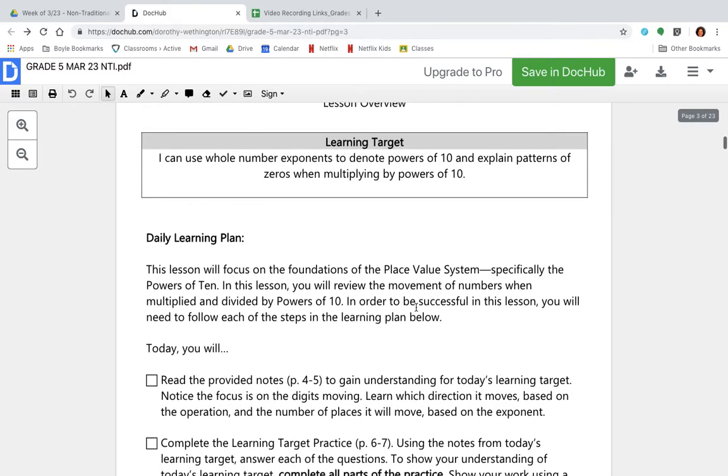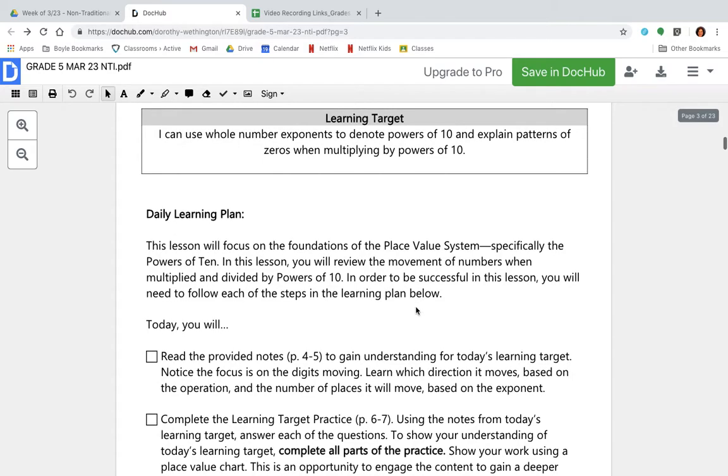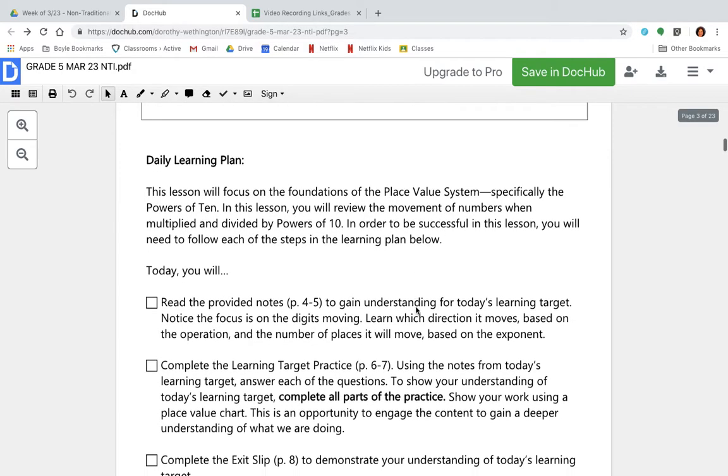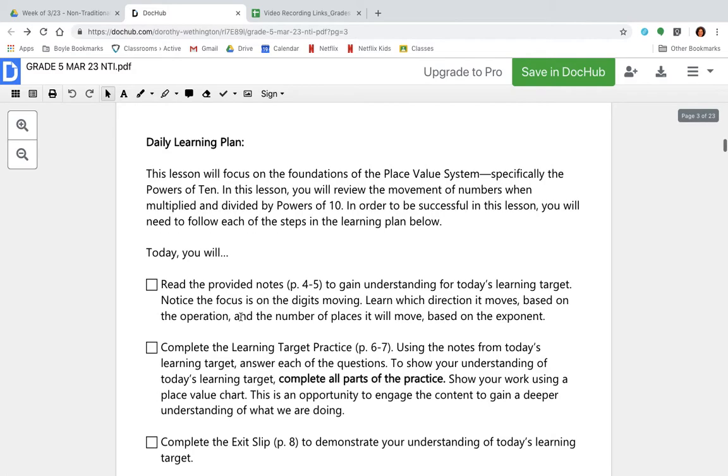In order to be successful in this lesson, you will need to follow each of the steps in the learning plan below. Today you will read the provided notes, pages 4 through 5, to gain understanding for today's learning target. Notice the focus is on the digits moving. Learn which direction it moves based on the operation and the number of places it will move based on the exponent.